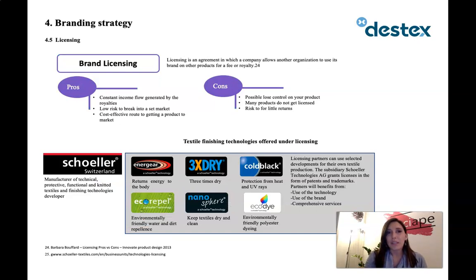Licensing is an agreement in which a company allows another organization to use its brand on other products for a fee or royalty. For instance, Schuler, a Switzerland manufacturer of technical and functional textiles, offers under licensing some textile finishing technologies to be used for the textile production of the licensing partners, offering at the same time comprehensive services.